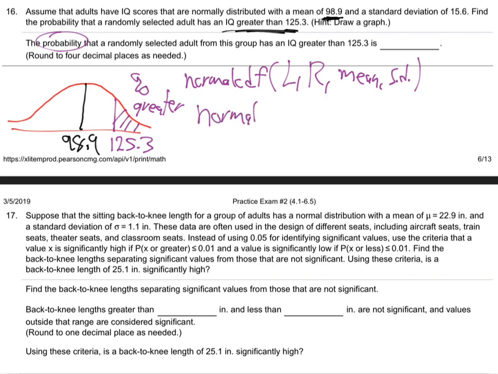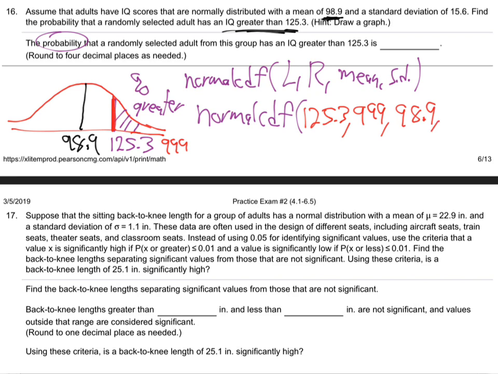So normal CDF. What's the left edge? It's the 125.3. That's the left edge of the chunk of shading. We good so far? And what's the right edge of the chunk of shading? Yeah, it's the 999. Mean, they told me that somewhere. Yeah, 98.9. Standard deviation, 15.6.